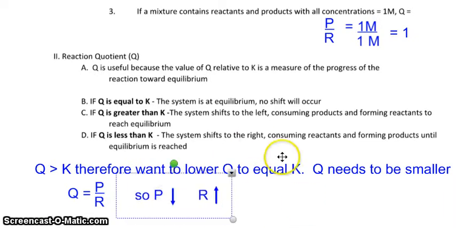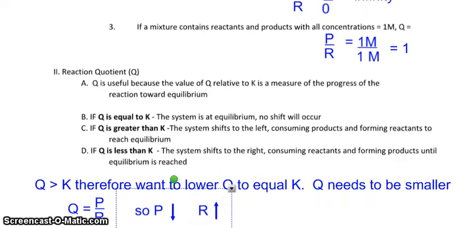So if you want Q to get bigger, I'm sorry, I said that wrong. If Q is bigger than K, you want Q to get lower. I'm sorry about that. So if you want Q to get lower, you want products to go down and reactants to go up. So how will this shift? Well, what's going to make more reactants? Reactants are going to get bigger. You're going to shift to the left. Let me scroll back up here.